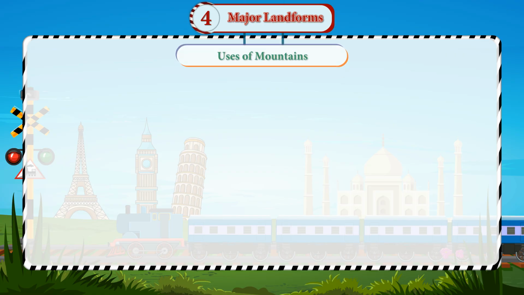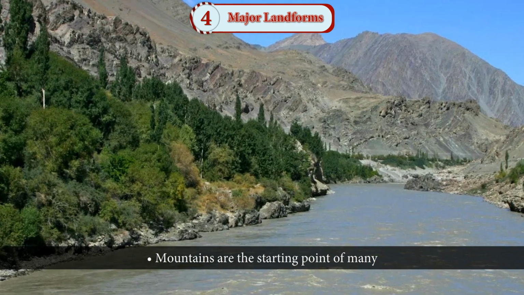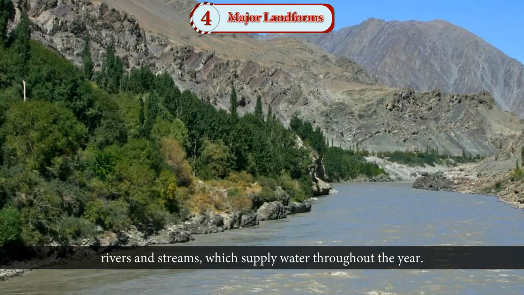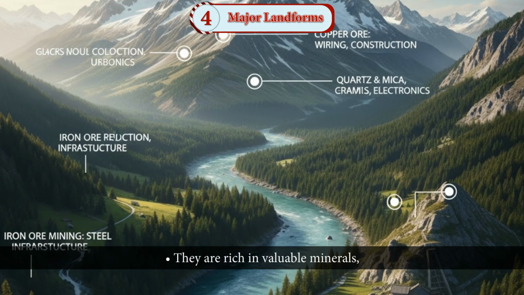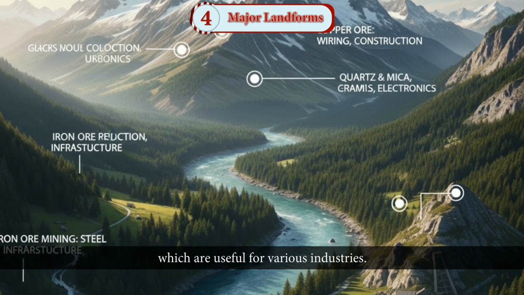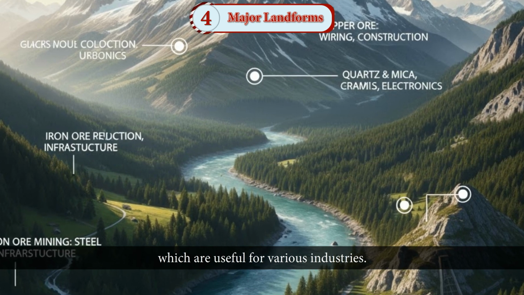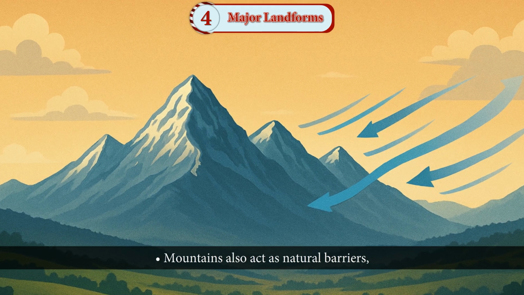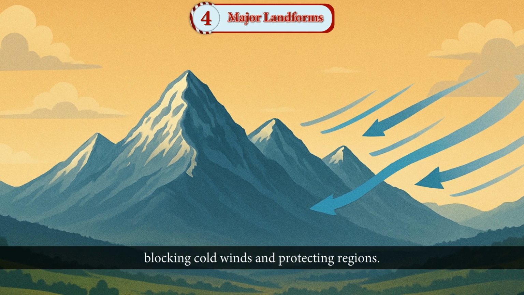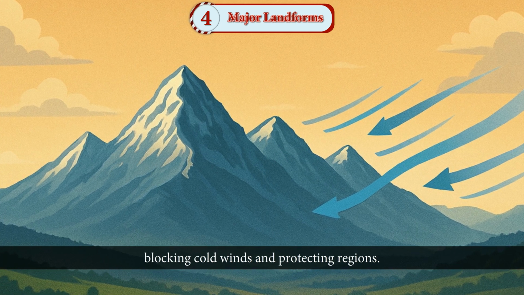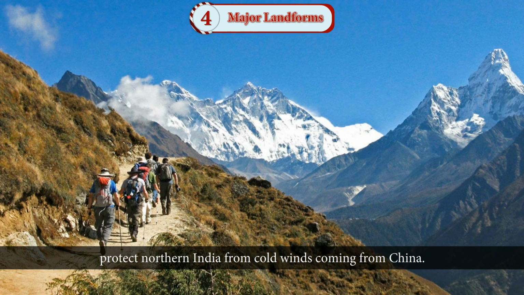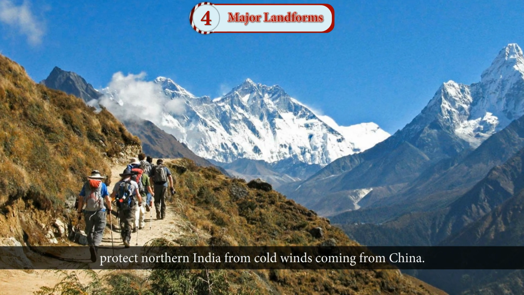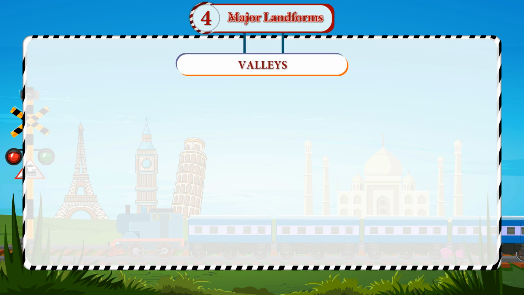Uses of mountains. Mountains are the starting point of many rivers and streams which supply water throughout the year. They are rich in valuable minerals which are useful for various industries. Mountains also act as natural barriers, blocking cold winds and protecting regions. For example, the Himalayas protect northern India from cold winds coming from China.